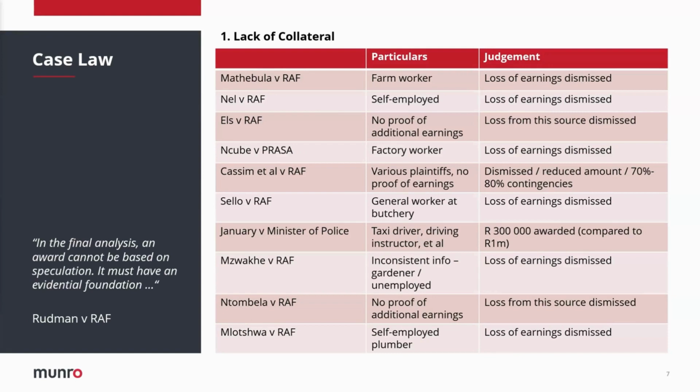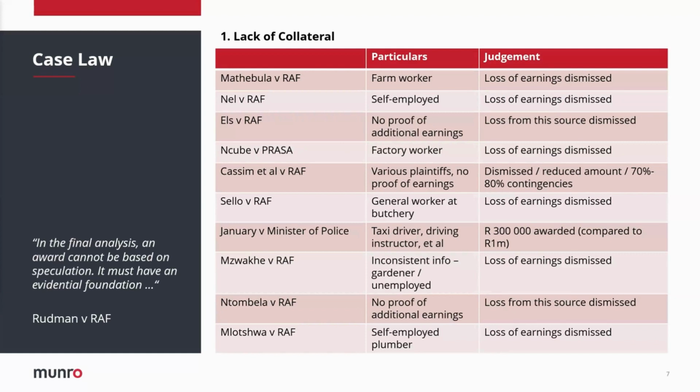Maybe just the top two or three. In Matabula versus RAF, the plaintiff was a farm worker. There was absolutely no collateral provided. Extensive reports, medical, industrial psychologist, the works, and the loss of earnings claim was simply dismissed on the basis of there being no collateral. I obviously don't know what happened there, but on the balance of probabilities and looking at the detail of the information provided, this person was most likely employed at the time, and simple collateral, an employer certificate, bank statements, anything that could have given the court confidence that this person was earning money would probably have changed the ruling.